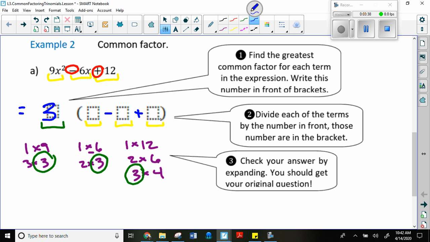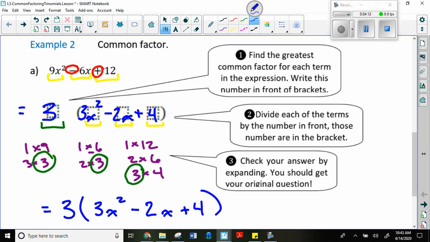And then we have to write what we're left with. Well, 3 times 3 would get you this 9, and it's an x squared. So this is a 3x squared. And then 3 times 2 would get you this 6, and there's an x there. So we have to say there's 2x. 3 times 4 would give you that 12. So our final answer without those boxes is 3 bracket 3x squared minus 2x plus 4.